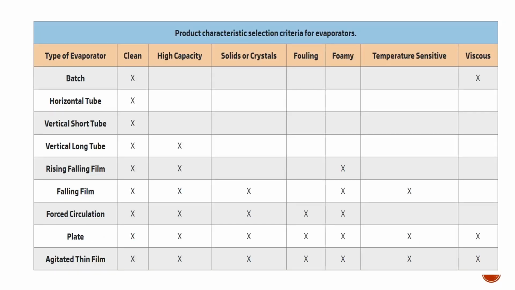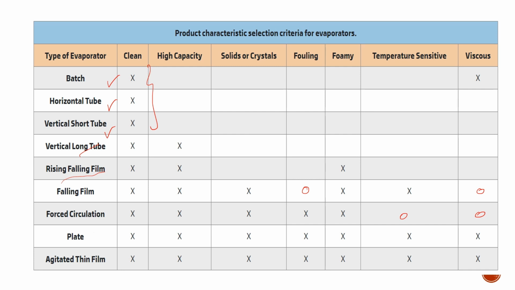When to use which type of evaporator? For clean fluid you can use either a batch horizontal tube or a vertical short tube evaporator. For higher capacity you can use vertical long tube and rising falling film evaporators. Falling film can be used for all types of liquid except those that foul, and for viscous liquid. Forced circulation, as we know, cannot be used for temperature sensitive and viscous liquids, because viscous liquids need higher pumping, and temperature sensitive material can get degraded by the pump's flow.